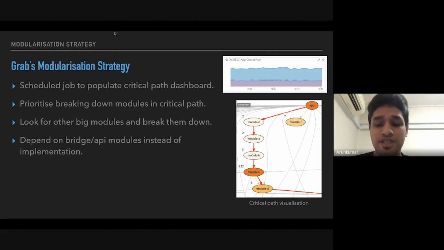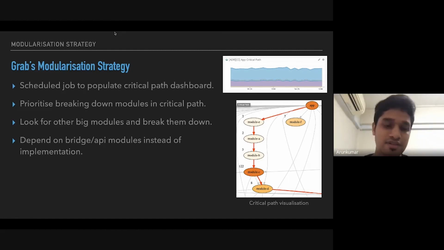Now, obviously, module C is the best candidate for breaking down. At the same time, I see modules D and F, which are the next likely candidates to be in the critical path. So the prioritization would be to first break down C and then look into breaking down D and F as well.